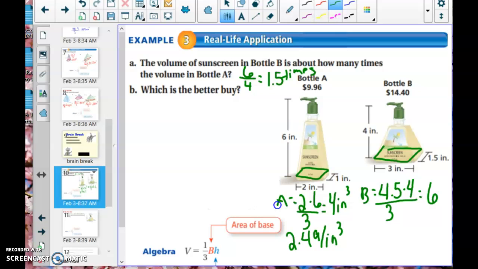Then for bottle B, I'm going to take the price, 14.40, and divide that by 6, because I want to find out how much that one is per inch cubed, and that one is $2.40 per inch cubed. So you are saving 9 cents per inch cubed for bottle B, so that means bottle B is the better buy.